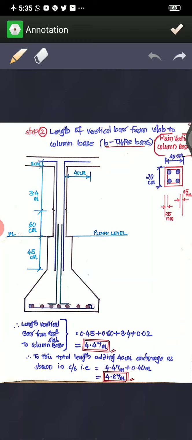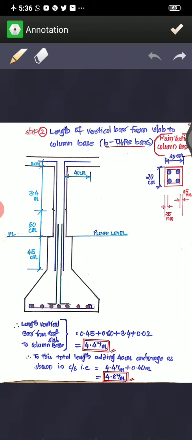Now it is very easy. From the cross section I have written the dimensions here. This is the base dimension, 45 centimeter. Then after the plinth you will have 60 centimeters of lapping distance. Then 3.4 is the distance above 60 up to the roof slab. Then again this bar goes 20 centimeter into the slab, then it is bending up for 40 centimeter. So for the total length, you take this 40 plus 2, then plus 3.4 plus 0.6 plus 0.45. You are going to get the total length.